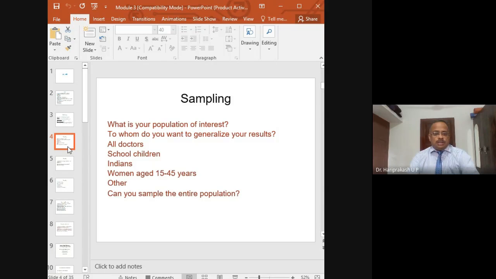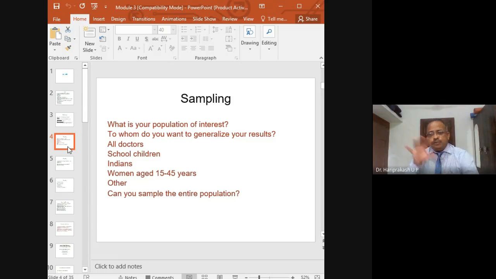Maybe in the Mangalore region, you will identify some 200 doctors, right? In another place you will identify another 200 doctors. In another district you will identify another 100 doctors. Like this, depending on the number of doctors in that particular region, you may take samples. So here our discussion is who the population is. If your study is related to doctors, then all the doctors become your population.